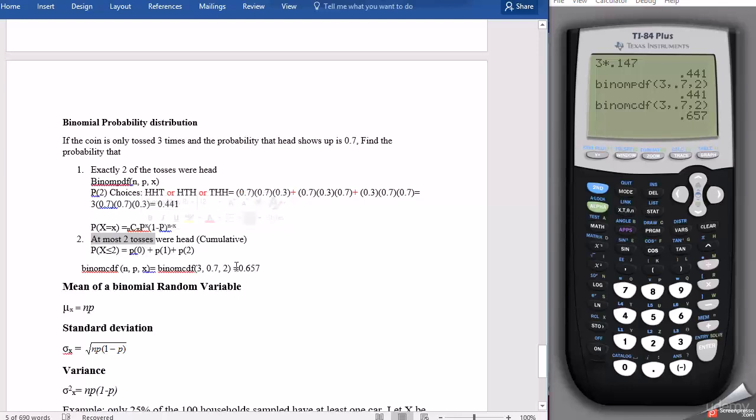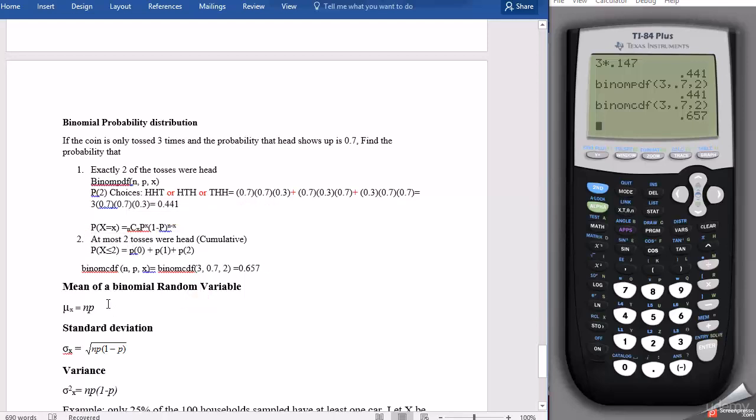Now cumulative means you have to start from 0 up to the number that you are looking for. Now if you are asked to find maybe the probability of more than 2, then it means you have to do some subtraction. You get this and then subtract from 1. That gives you the upper right. So that's how we find the binomial probabilities when you are asked to find exactly a number, at least, or at most n number. At most means from the left to the number.